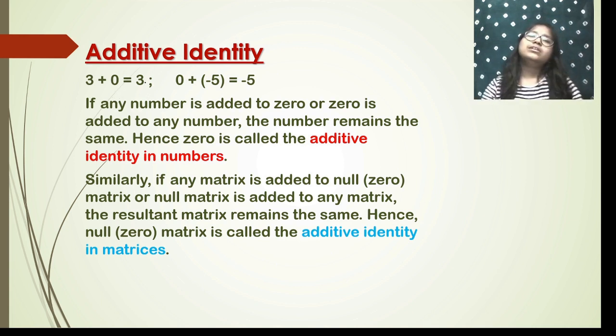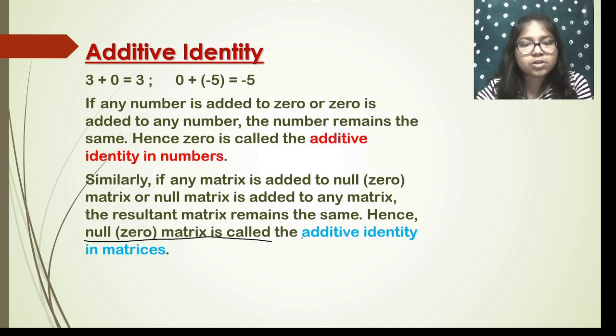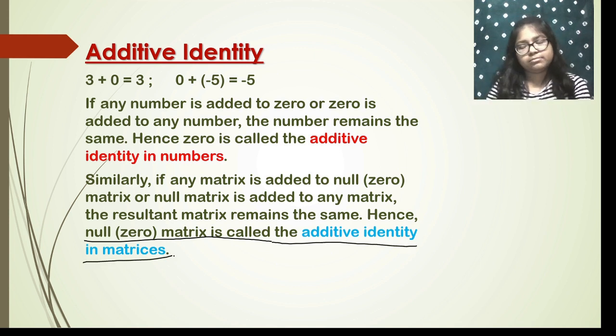In case of matrix, guess what is the additive identity? Yes, it's the null matrix. If null matrix is added to a matrix, the resultant matrix remains the same. So null matrix is called the additive identity in matrix.